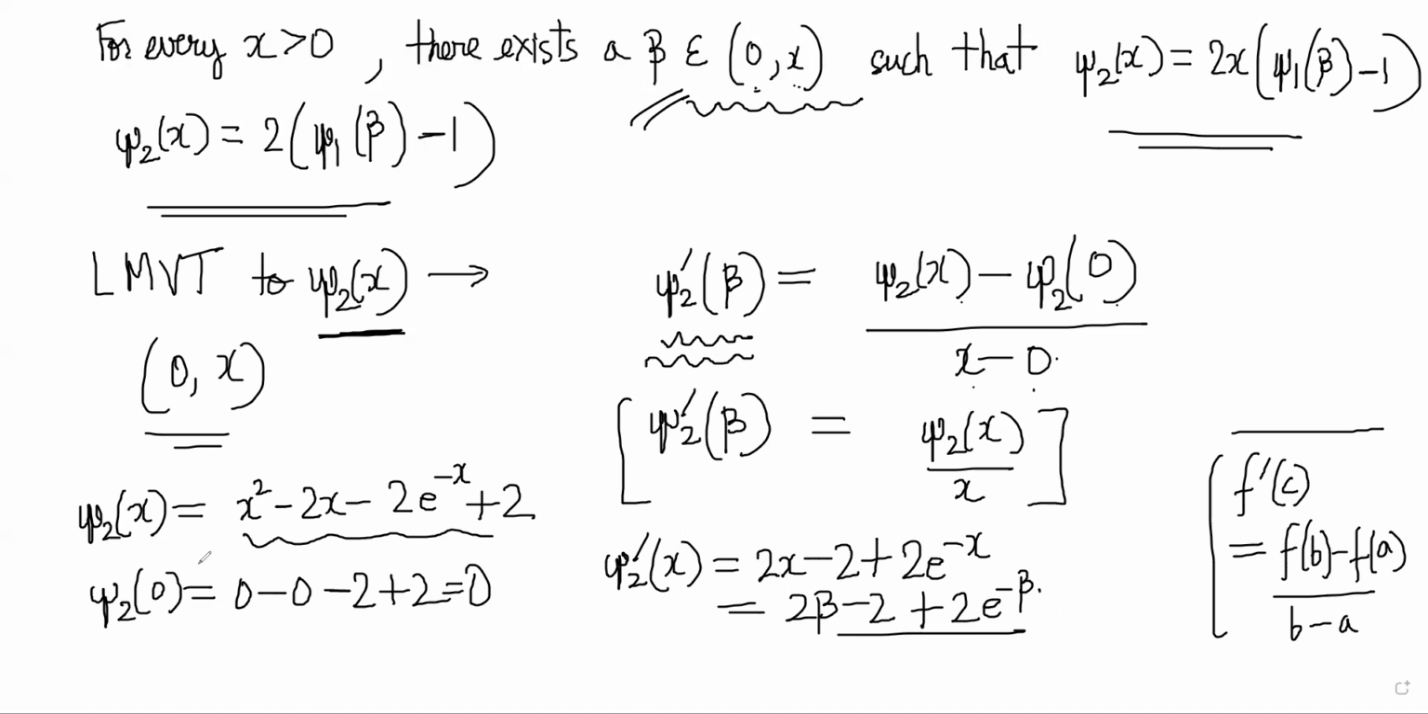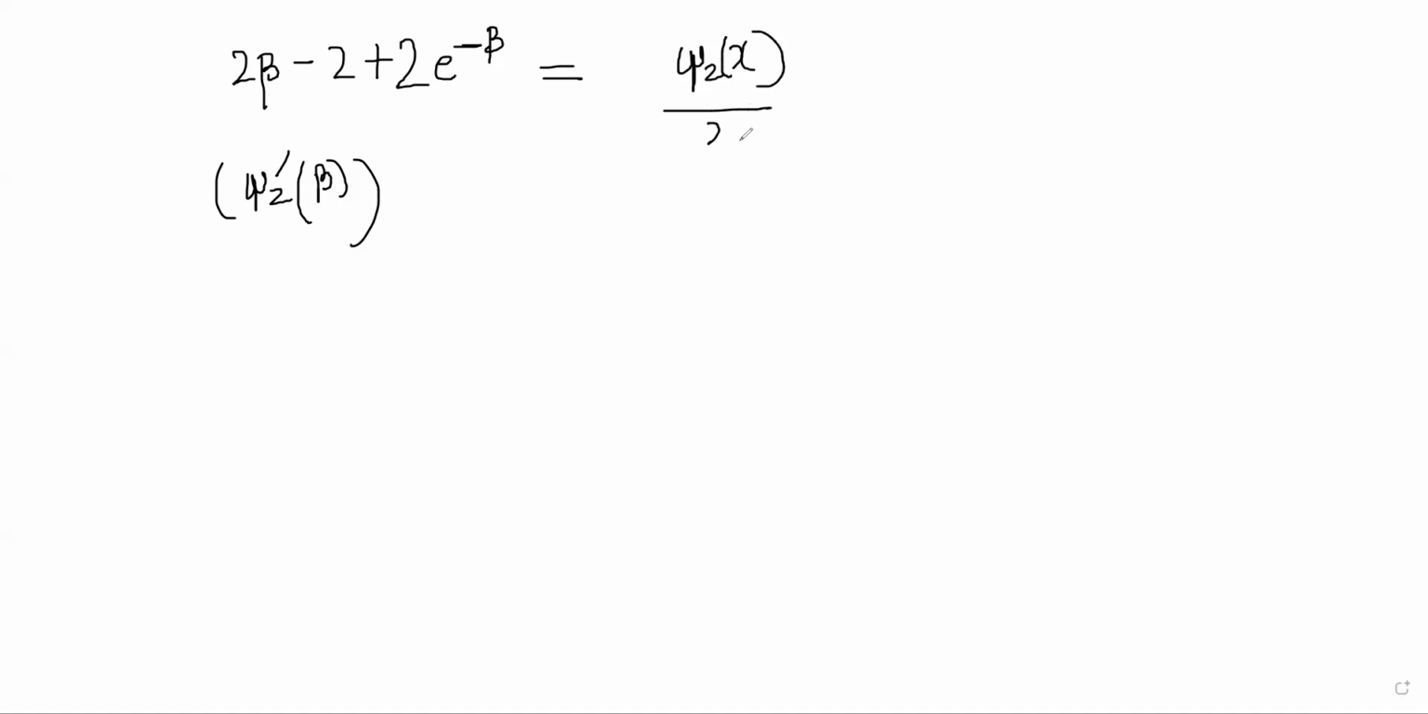So we will write on the next screen: 2 beta minus 2 plus e power minus beta plus 2 e power minus beta. That is my psi 2 dash beta, which should be equal to psi 2 x by x, right? So what we are getting is psi 2 x is equal to 2x times beta minus 1 plus e power minus beta, right? Beta minus 1 plus e power minus beta.